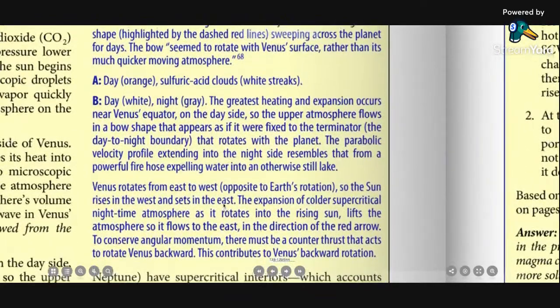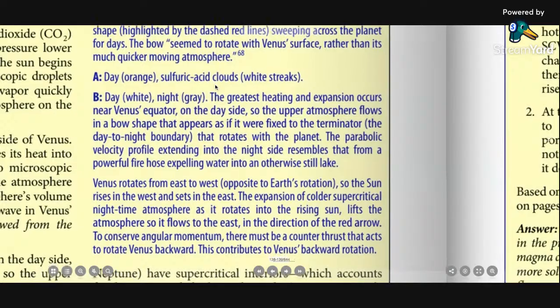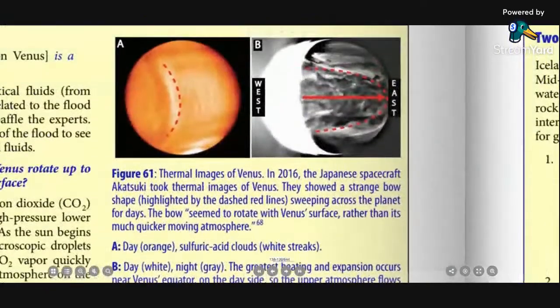Venus rotates from east to west, opposite of Earth's rotation, so the sun rises in the west and sets in the east. The expansion of colder supercritical nighttime atmosphere as it rotates into the rising sun lifts the atmosphere so it flows to the east in the direction of the red arrow. To conserve angular momentum, there must be a counter thrust that acts to rotate Venus backward. This contributes to Venus's backward rotation.